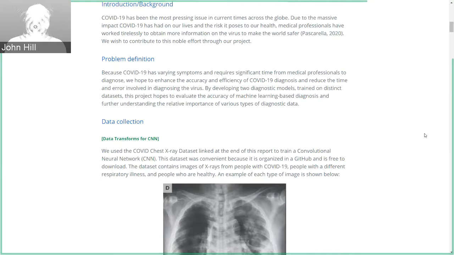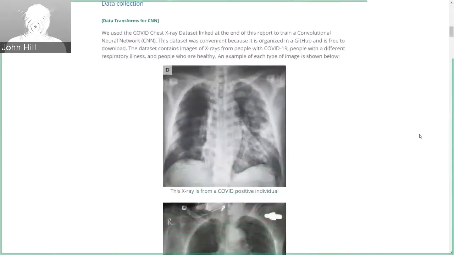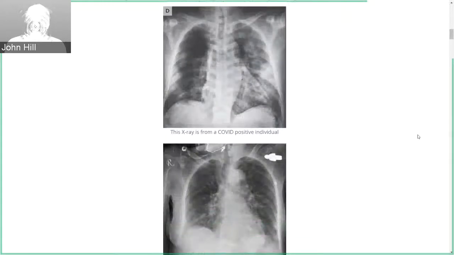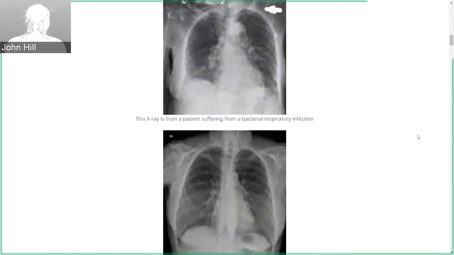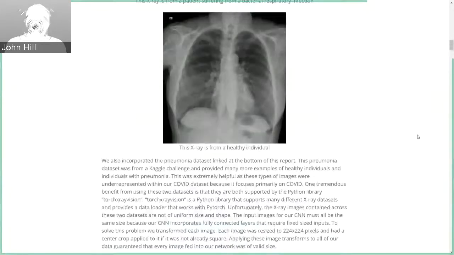As everyone knows, COVID-19 has had a tremendous impact on our world. We hope that our project can help with COVID diagnosis and improve the accuracy and efficiency of COVID diagnosis by medical professionals. One of the models we trained was a convolutional neural network that was trained using chest X-ray data from three distinct classes: individuals suffering from COVID-19, individuals suffering from non-COVID-19 respiratory infections, and finally, healthy individuals.